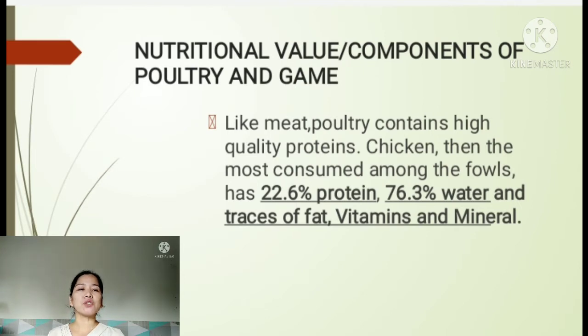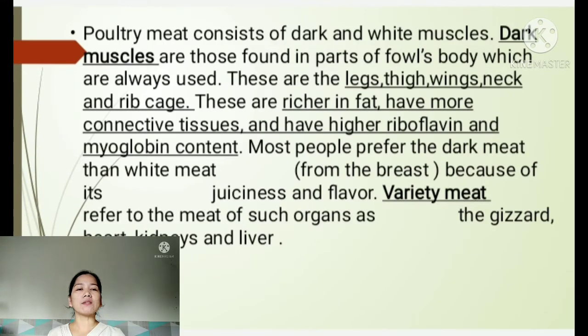So, ano nga yung nutritional value and components of poultry and game? We have 22.6% protein, 76.3% water, and traces of fat, vitamins, and minerals. Okay, so poultry meat consists of dark and white muscles. Kaya nga mayroon tayong tinatawag na dark meat at saka white meat.